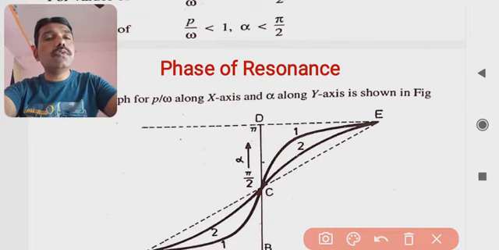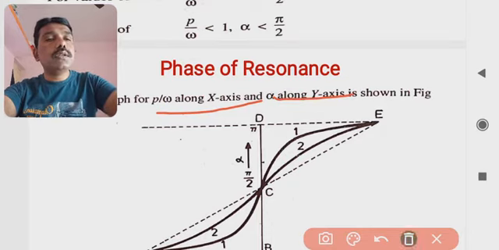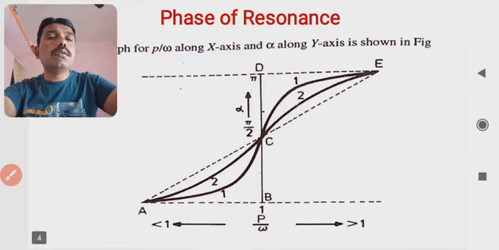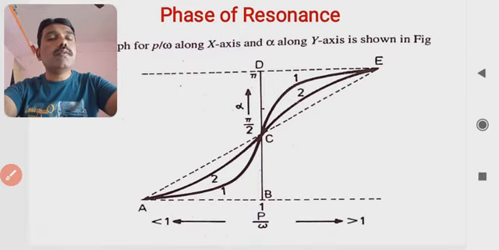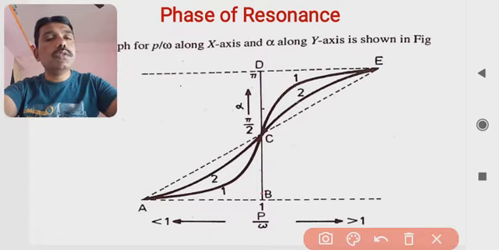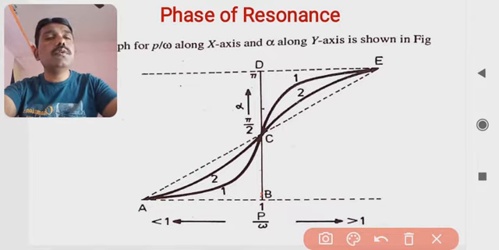If I draw this relationship, p by omega and alpha along the y-axis, the graph looks like this figure. If you look carefully, p by omega is 1 at this stage, and at this stage the angle is pi. Here it is pi, and here it is pi by 2.